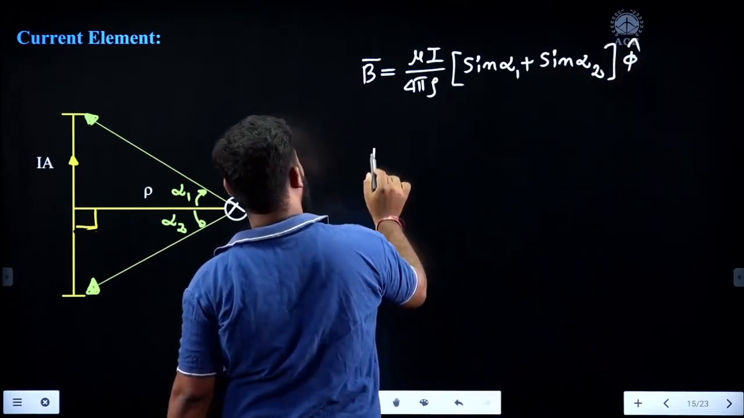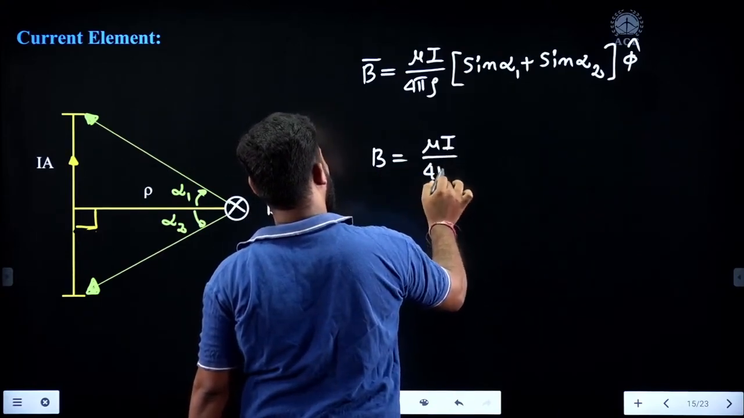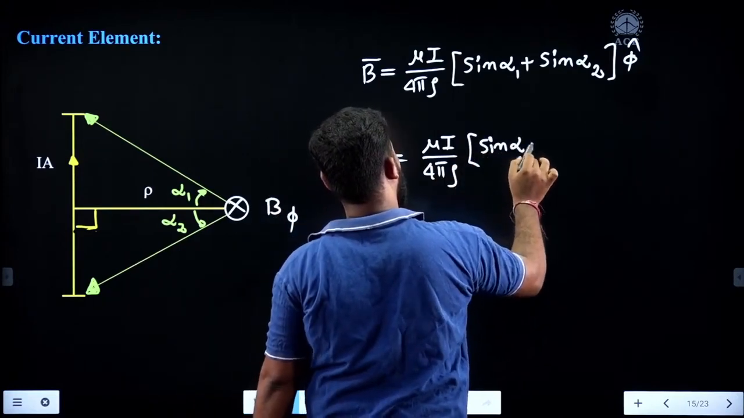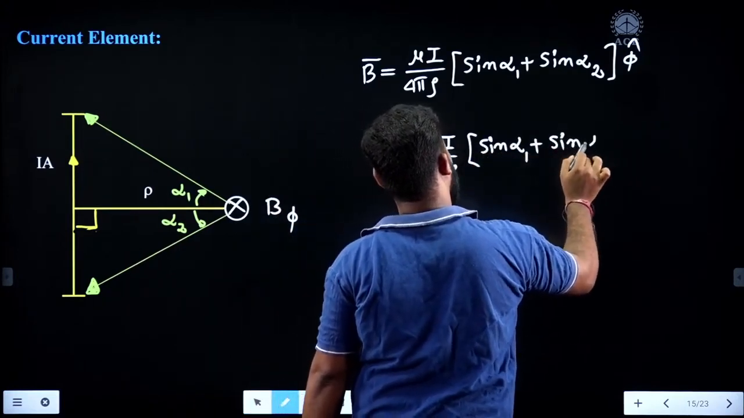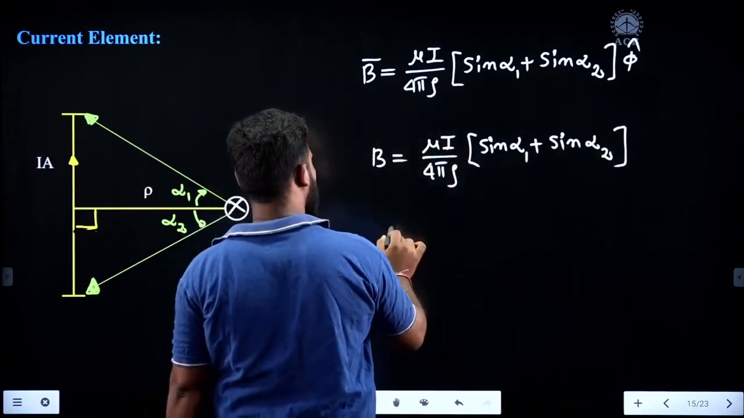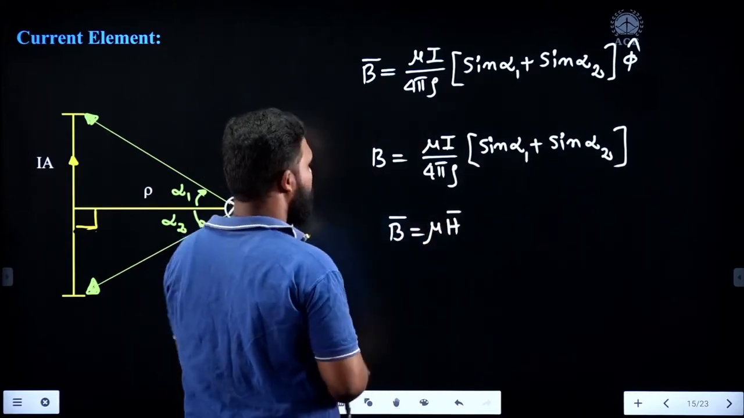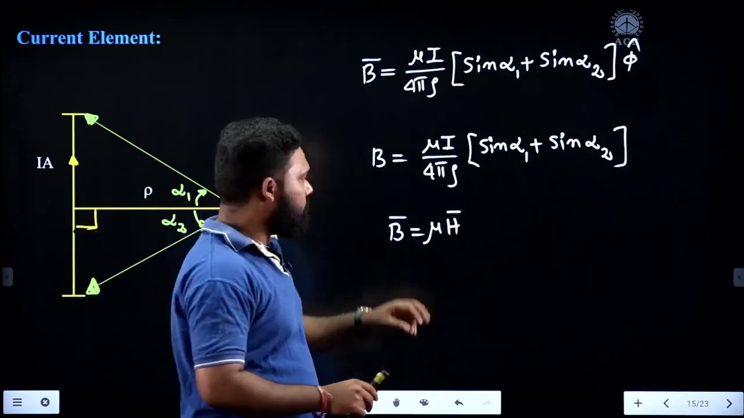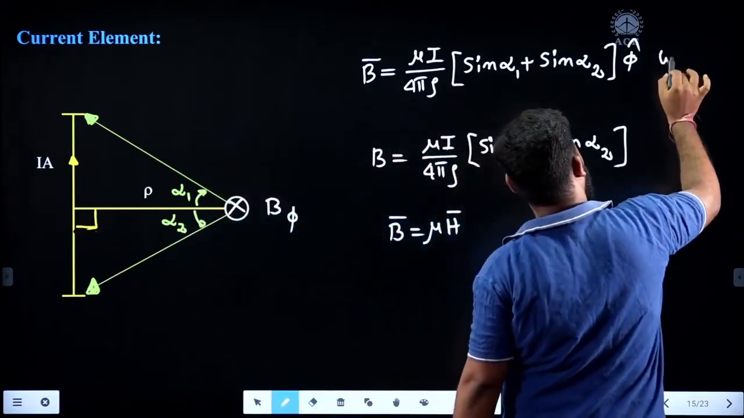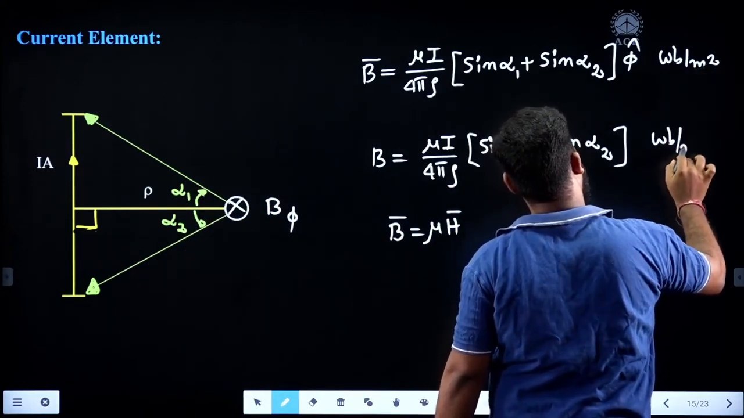If you want to write only the magnitude, B is equal to mu I by 4 pi rho, sin alpha 1 plus sin alpha 2. Suppose you want to write for H, we know that B is equal to mu into H, so you can remove this mu here. This is called magnetic flux density, and H is magnetic field intensity. What are the units for this one? Here it is Weber per meter square.